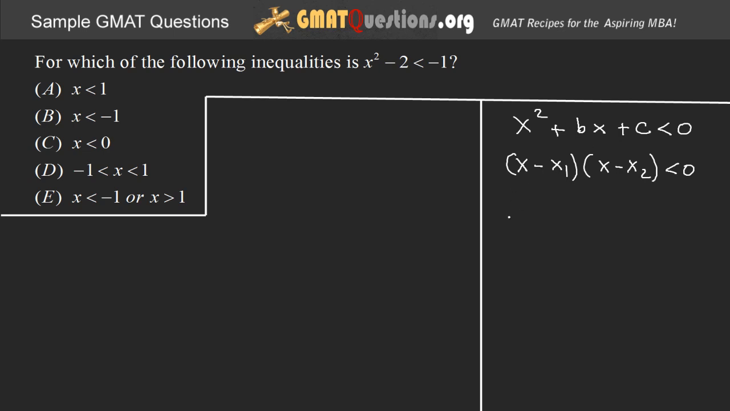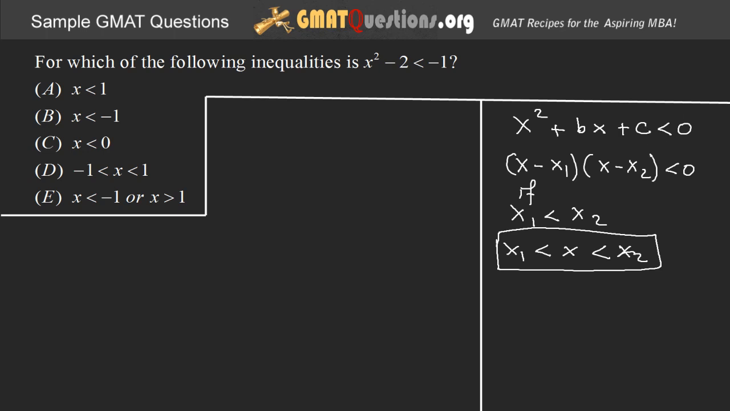Then the solution set of this would be x1, if x1 is less than x2. I'm assuming that x1 is less than x2. It could be x2 less than x1, but here I'm assuming that x1 is less than x2. Then the solution set is such that x is trapped between x1 and x2. Remember this: x is trapped between the two roots if you have an inequality of this kind.